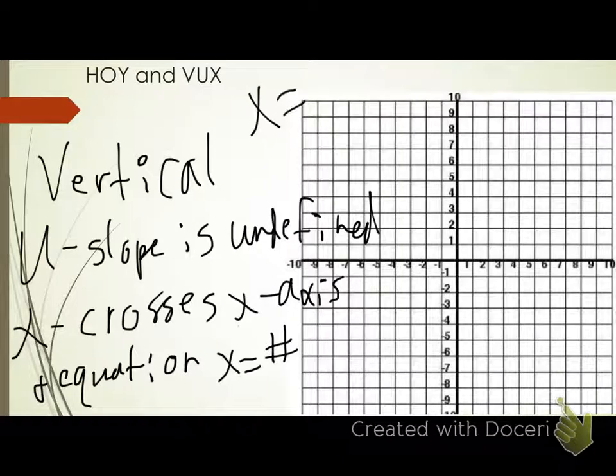So let's say x equals 3. Since it's x equals some number, I know it's going to be a vertical line crossing my x-axis at 3. So I can put a point at 3 on my x-axis. Since it's x equals some number, I know it's going to be a vertical line going through that point on the x-axis. So that's how we graph horizontal and vertical lines. So you need to make sure you know the forms of horizontal and vertical lines and how to graph them.